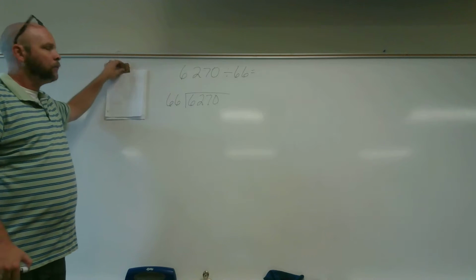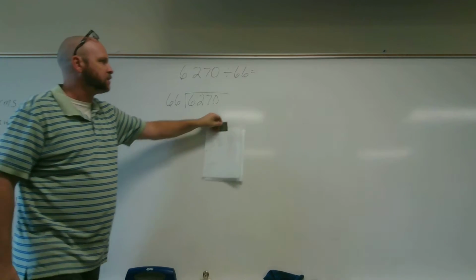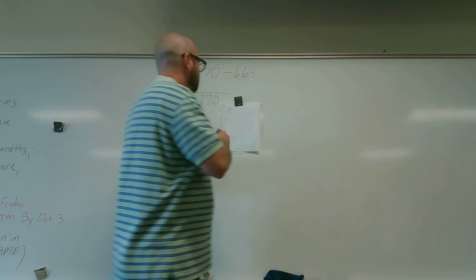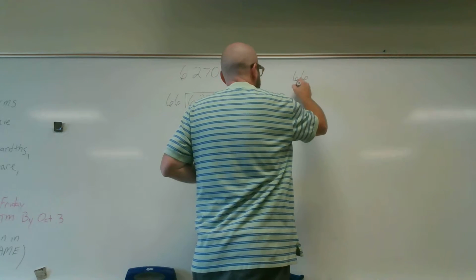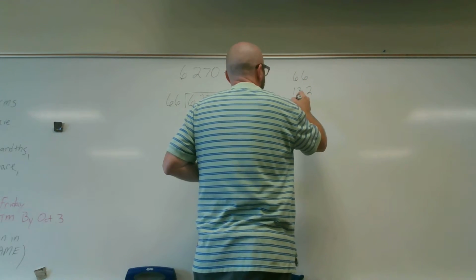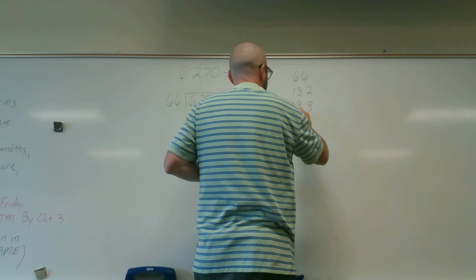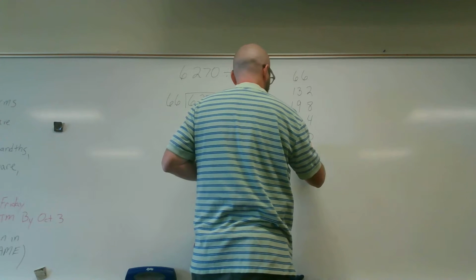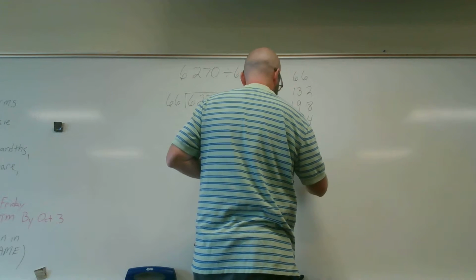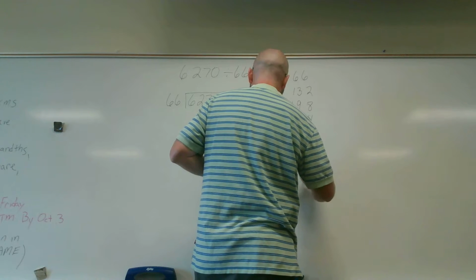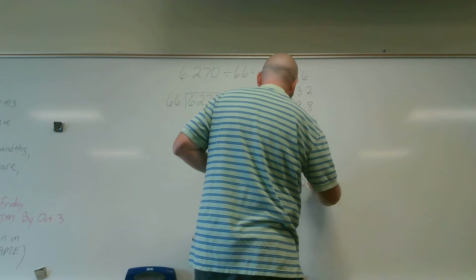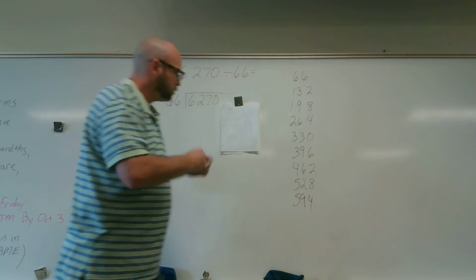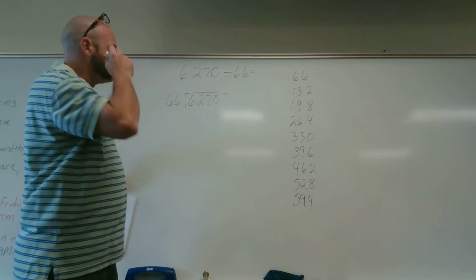dividing by. We're going to go through and we're going to list all of our multiples of 66. So it goes 66, 132, 198, 264, 330, 396, 462, 528, and 594. So those are our multiples of 66.